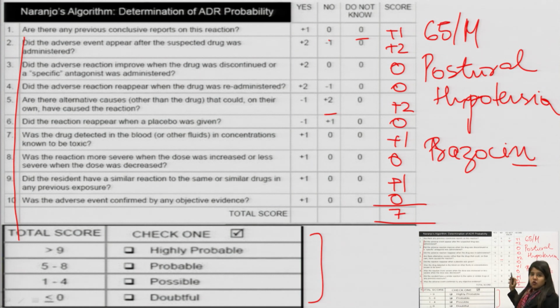Now I check this score of 7 with the table. So it falls in this category, that is of 5 to 8. The chances are probable. So Naranjo's scale says that, if you remember, I answered these questions with very minimum knowledge. I did not administer the drug, I did not stop the drug, I did not give the placebo, I did not do anything. I just have the very basic knowledge of a patient presenting in the clinical setting. Now with that I got a score of 7, which says that yes, it is probably an ADR. Right.